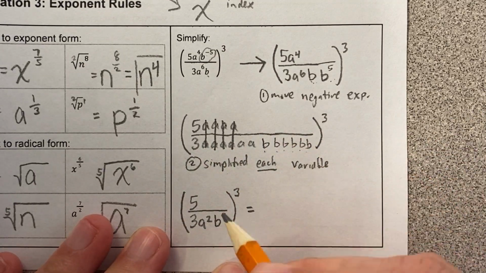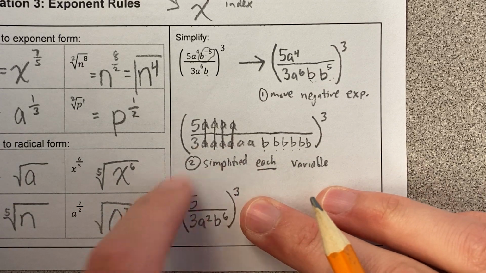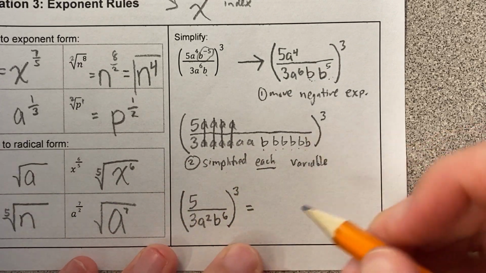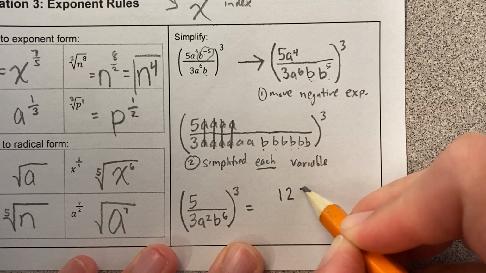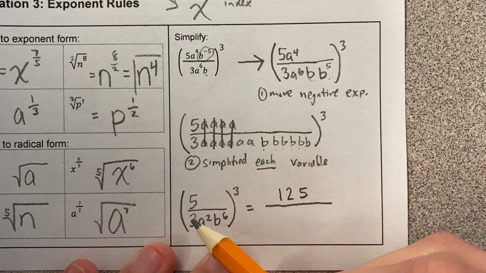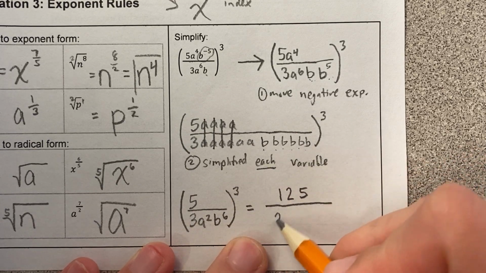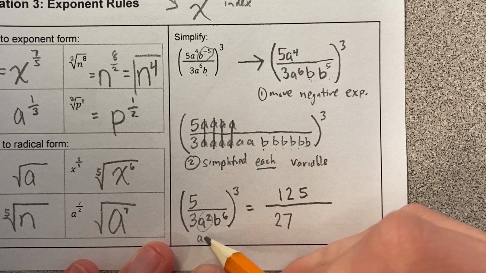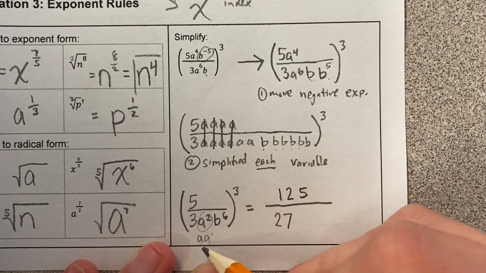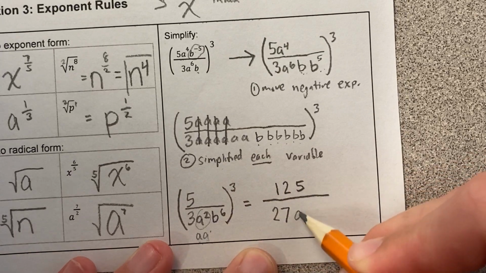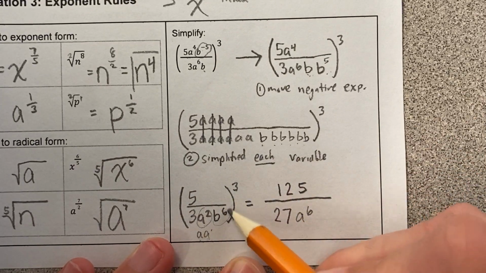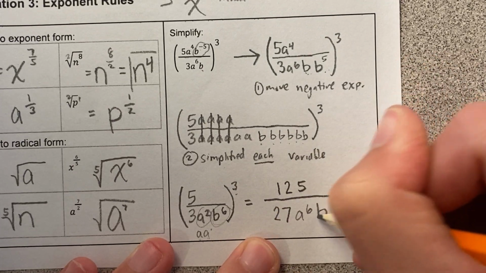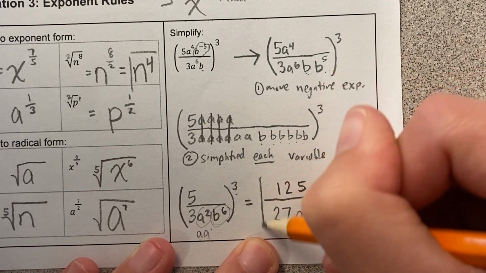And now I'm ready to take it to the third power. Why? Because everything inside here is as simple as I can possibly make it. So now 5 to the third power is 5 times 5 times 5, that's 125, and that's the only thing on the top of my fraction. 3 to the third power is 3 times 3 times 3, that's 27. And then this is a squared to the third power, so that's a times a, 3 times. So that's a times a times a times a times a times a, that's a to the 6th. And this is 6 B's, like imagine 6 B's written out 3 times. So that's 6 B's 3 times, that's 6 times 3, that's 18.